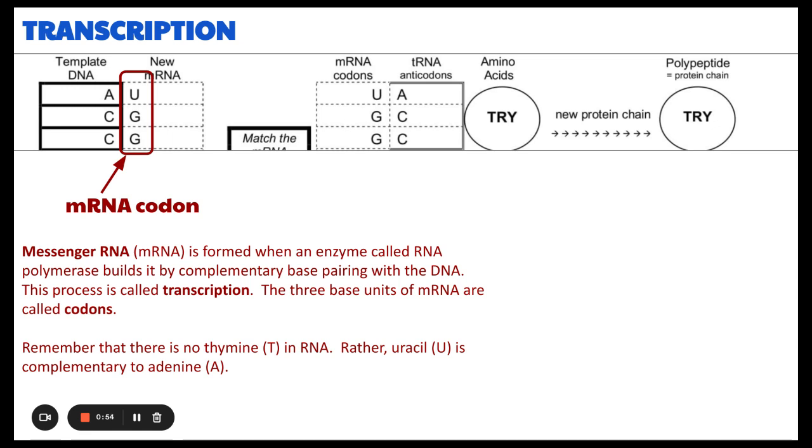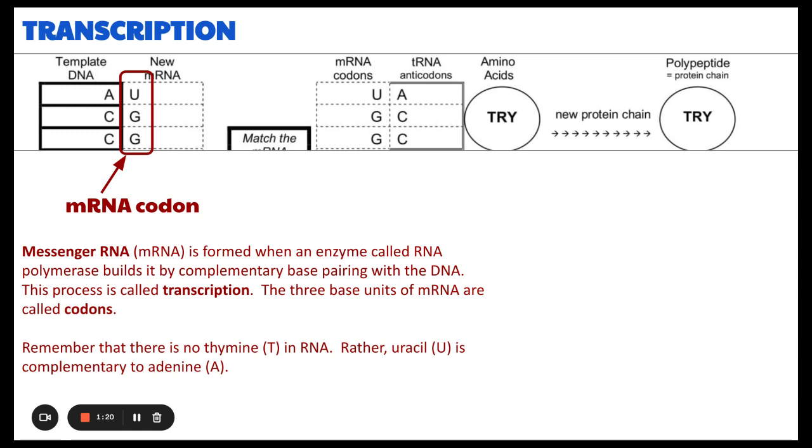The first thing that you'll need to do in looking at your template DNA is determine the messenger RNA that is complementary to it. Messenger RNA is formed when an enzyme called RNA polymerase builds it by complementary base pairing with the DNA. That's what transcription is. The 3 bases that result in messenger RNA are called a codon. So for every DNA triplet, there is 1 messenger RNA codon.